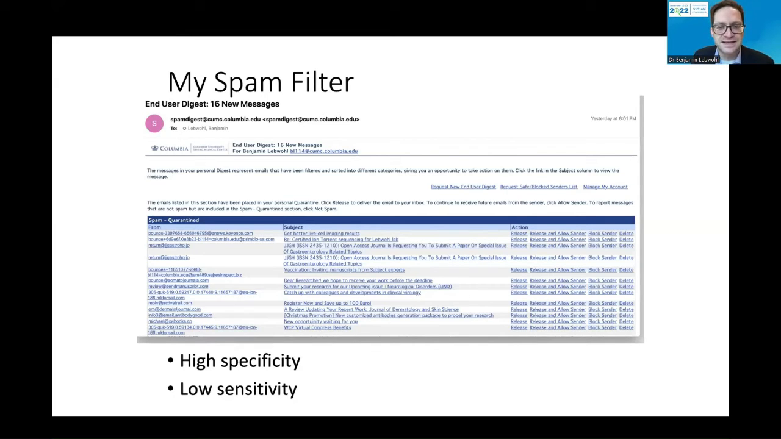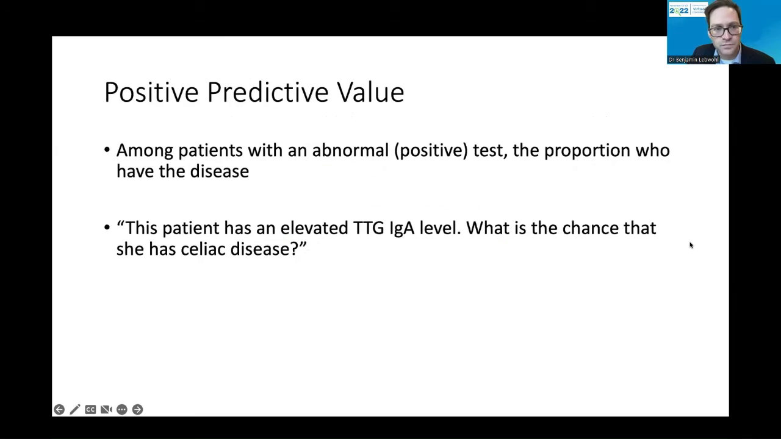It does not quarantine or sequester important messages, or if my friends or family email me, it doesn't end up in my spam folder. It's highly specific. If I go in there, I'm pretty sure that's real spam. But it's not sensitive. I still get plenty of junk in my inbox. My spam filter is highly specific, but not sensitive enough.